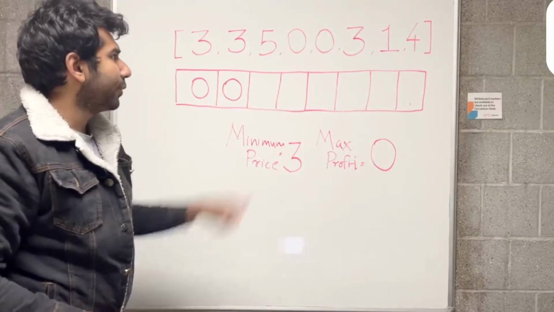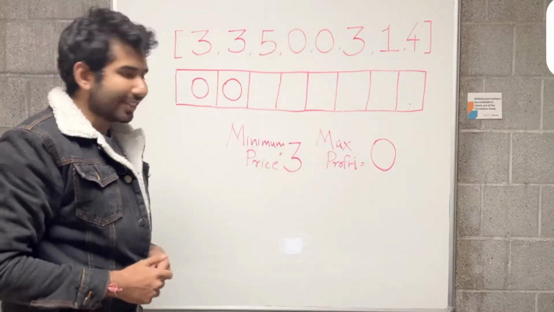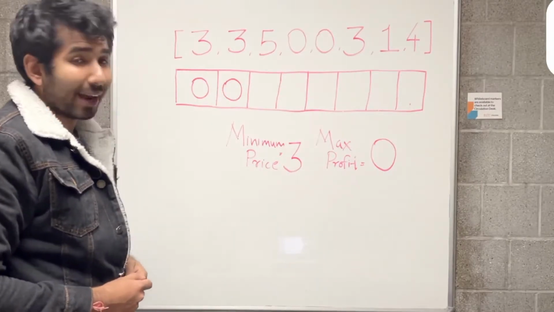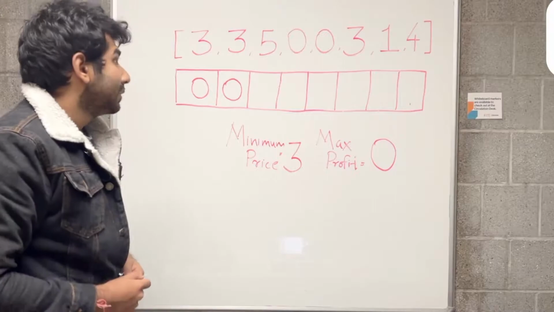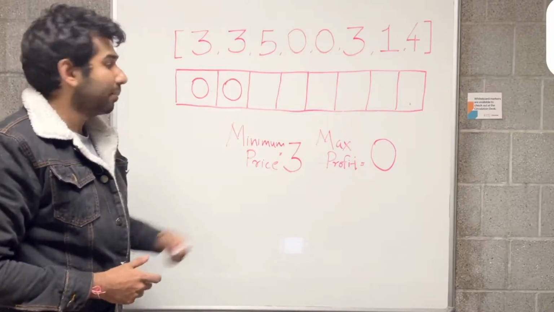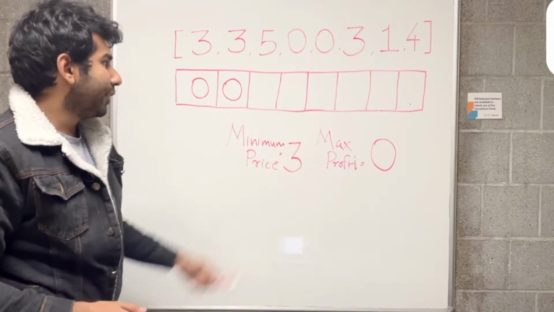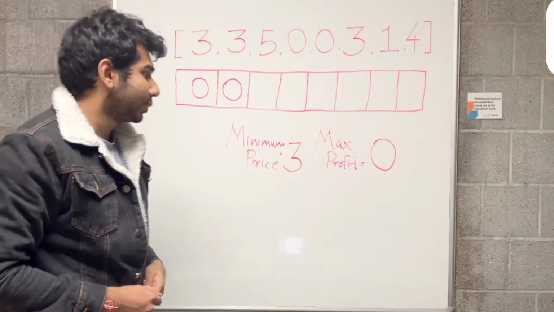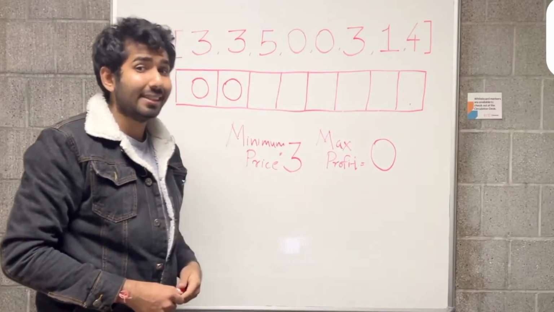At index 2, we do have 5. As 5 is greater than the minimum price 3, the minimum price doesn't get updated. Now, the profit will be 5 minus the minimum price, 2. So we need to put 2 over here, and also our maximum profit will be updated as 2.